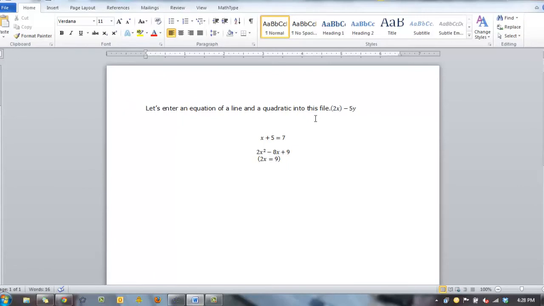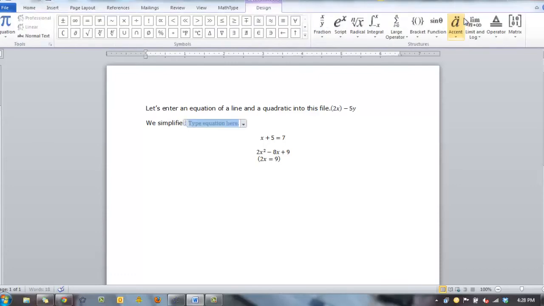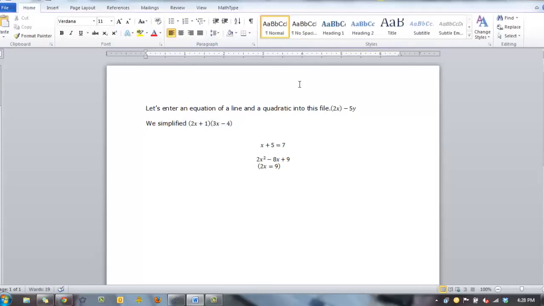So let's do one thing. Let's just see how it works in here. We simplified, and then we want to put an equation in here. So we do insert an equation, and then we write 2, or let's make it parentheses. So parenthesis 2x plus 1 times a quantity 3x minus 4, and then we can just press enter, and you may have to come back up here if you want to keep going.